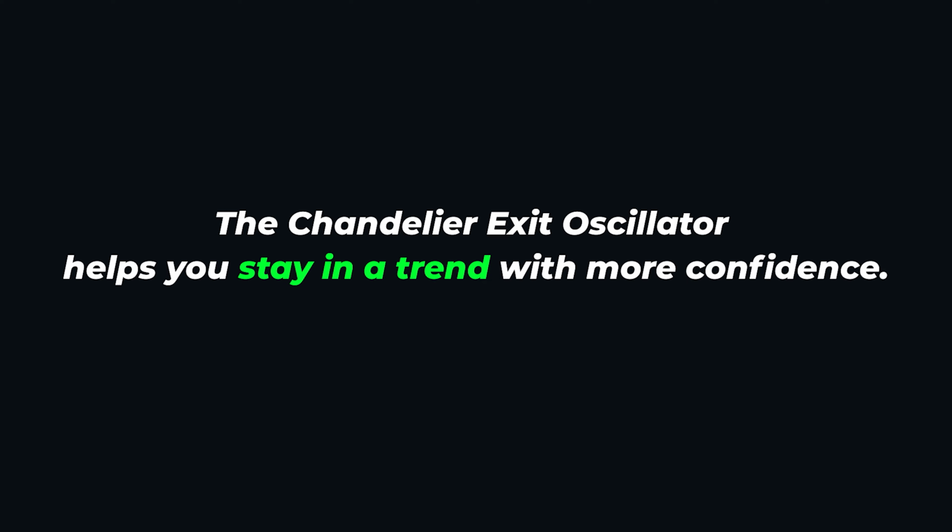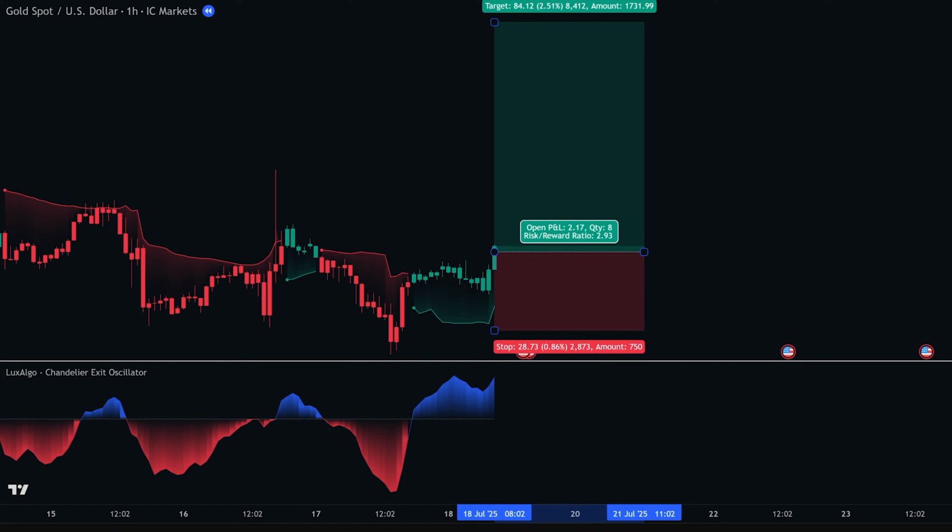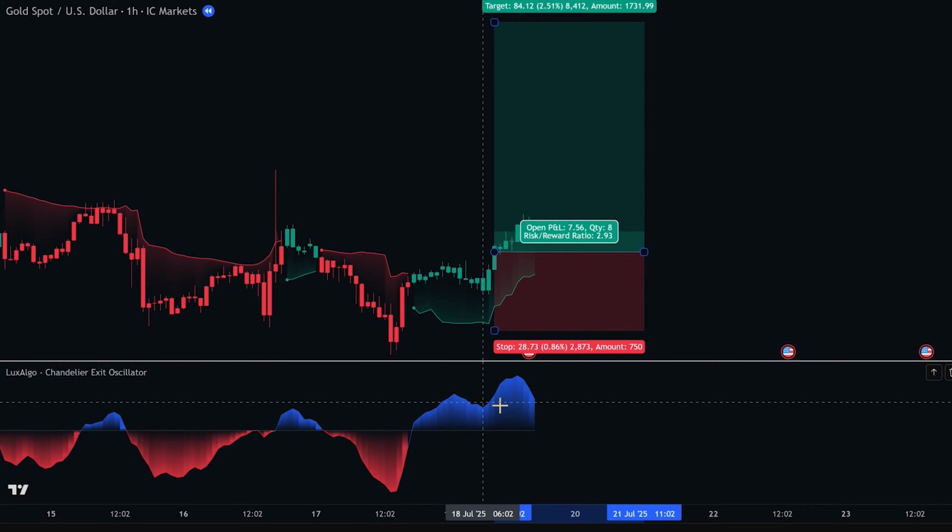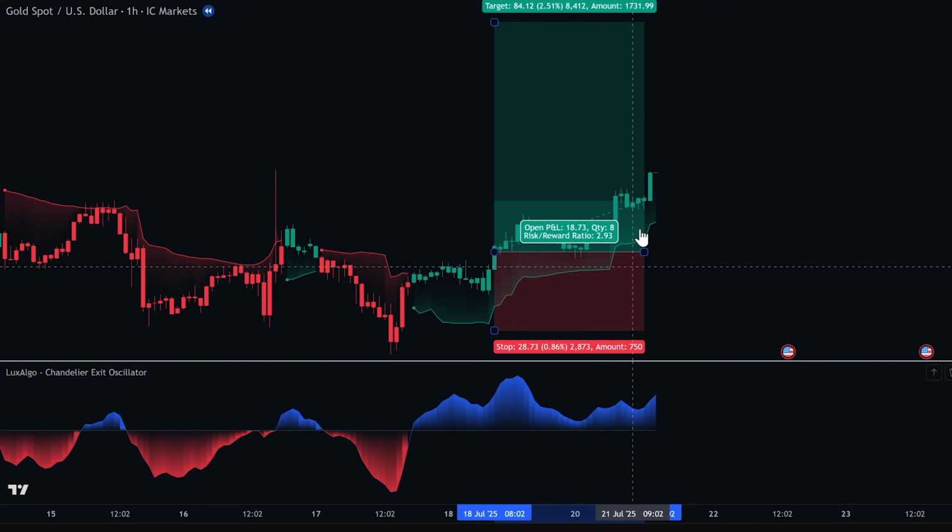The second way to use this tool is to help you stay in a trend with more confidence. One of the hardest things for traders is holding on to a winning trade. Fear often makes you close too early, but the oscillator gives you an extra layer of reassurance. When the oscillator bars are blue and above zero, it means buyers are in control. As long as you see that, it's safe to hold your long trade.